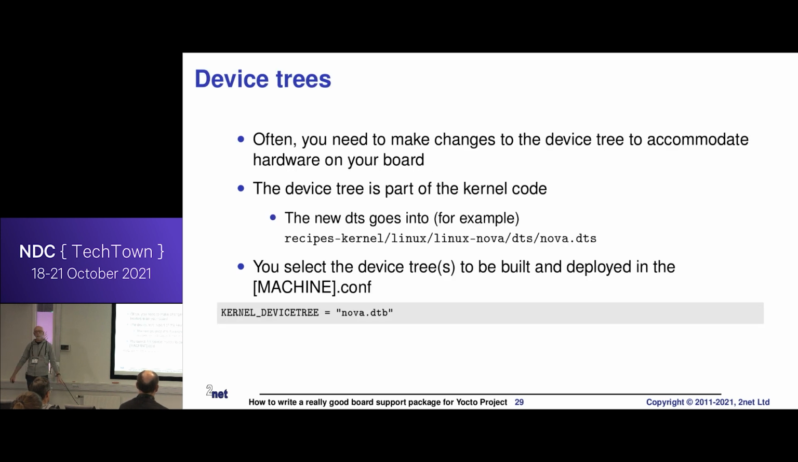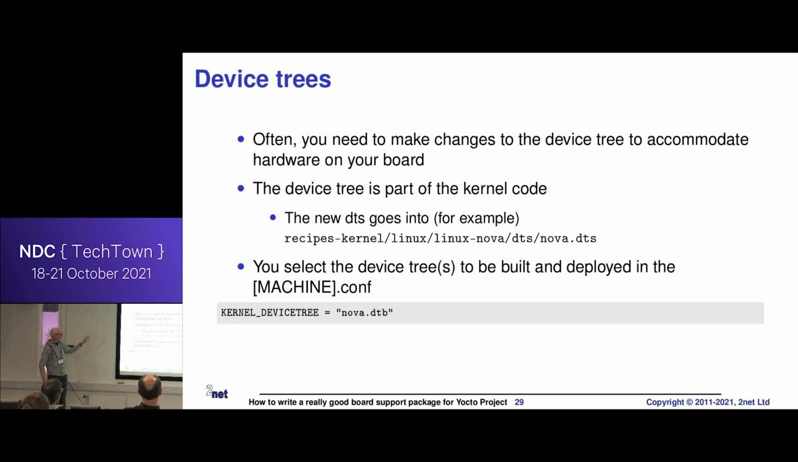Next, let's talk about device trees. It is almost certain that you will need to modify this. The device tree determines which bits of hardware are active, alive, and if you want to remap your GPIOs to do certain things, you do that in the device tree. So this is one of the things you almost always need to change.